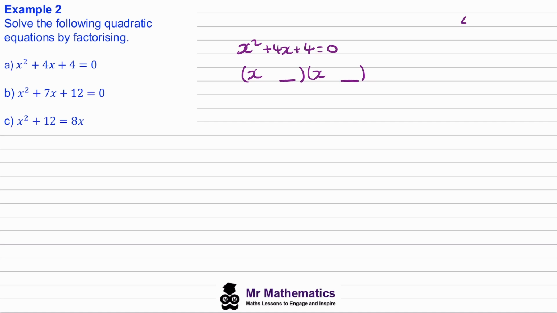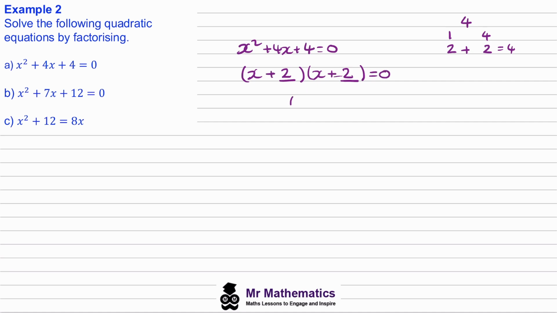So we need to find the factors of 4. Well, this is 1 times 4 and 2 times 2. The way we decide which pair to use is that one of the pairs will have to add to make the 4x. So which of these pairs do you think will add to make 4? Yes, so the 2 and 2 will make 4. So we'll have 2 here and 2 here. And they're both positive 2.